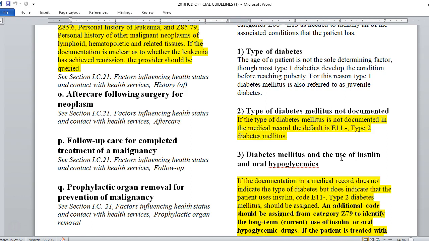If the doctor just says diabetes or the patient just says diabetes, this is what we do. If the type of diabetes is not documented in the medical record, the default is an E11 point something, which is type 2 diabetes mellitus. So if the type of diabetes is not stated and we cannot find any other information and we have asked the provider, then we have to use an E11 code for type 2 diabetes mellitus. So the go-to code, if we don't know the type of diabetes, is always type 2 because that is the most common.